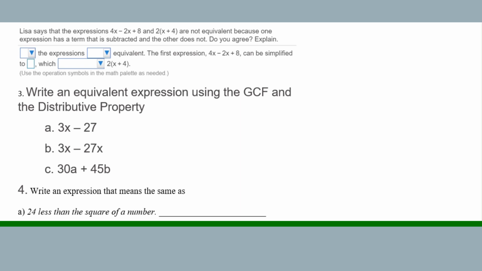Lisa says that the expression 4 times x minus 2 times x plus 8 and 2 times the sum of x and 4 are not equivalent, because the expressions has a term that is subtracted and the other does not. Do you agree? So she said this has subtraction, so we see subtraction there.